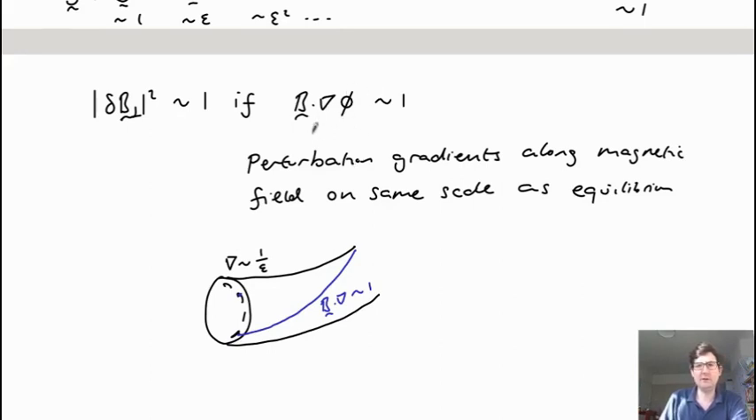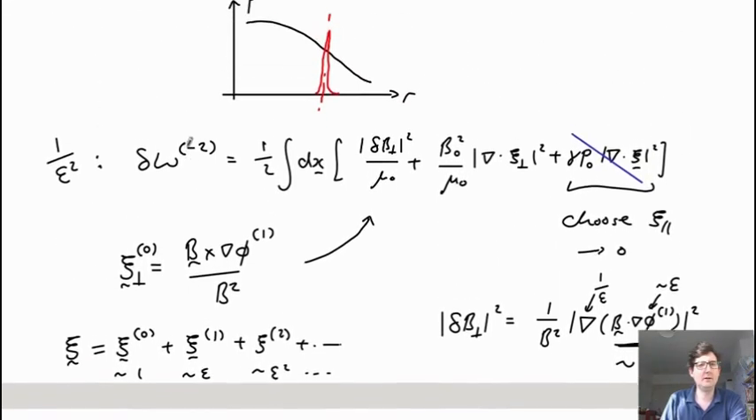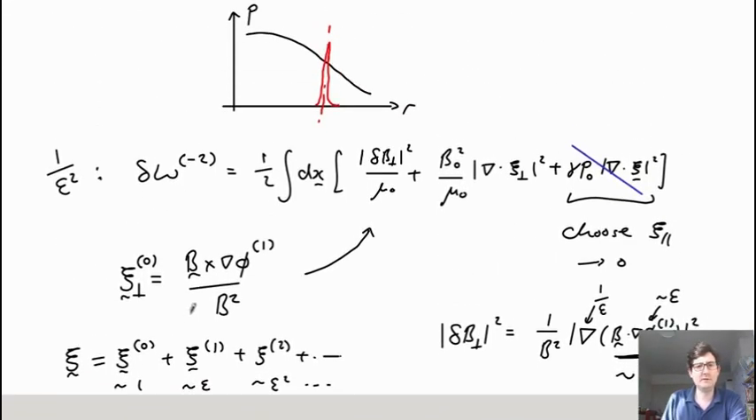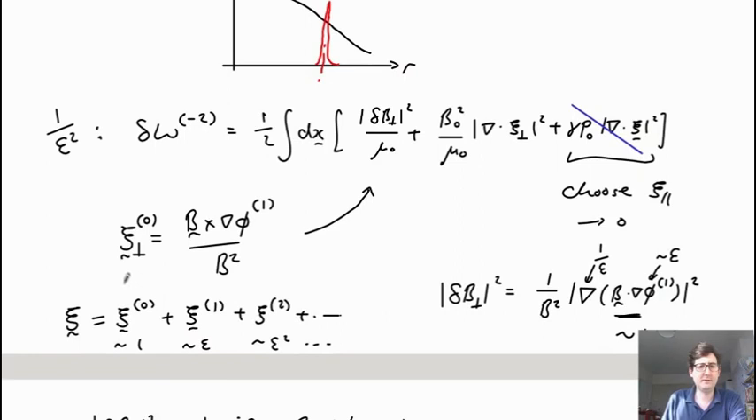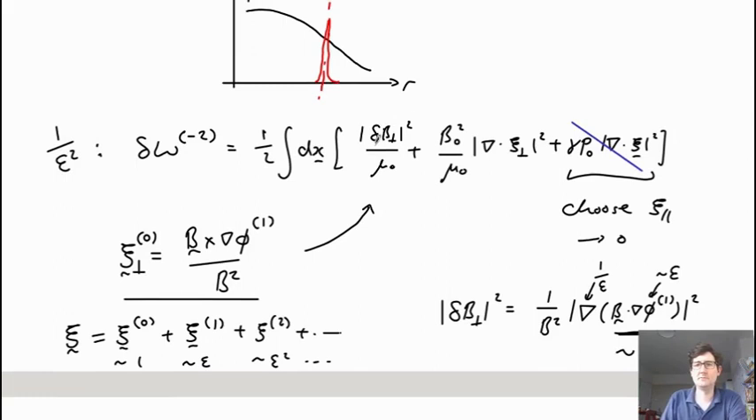So that's the main result of looking at the 1 over epsilon squared term here, so that we have the parallel gradients are small relative to perpendicular gradients, and we have the form for the perturbation here. So the perturbation is essentially like an E cross B kind of drift with some potential field phi, and that's eliminated this 1 over epsilon squared term. So this is the largest term.